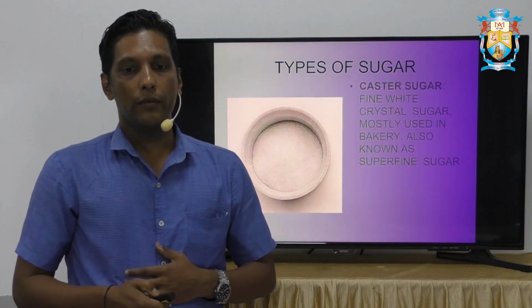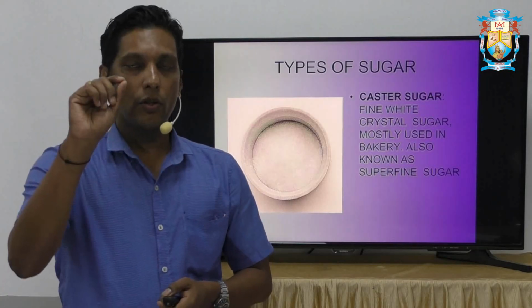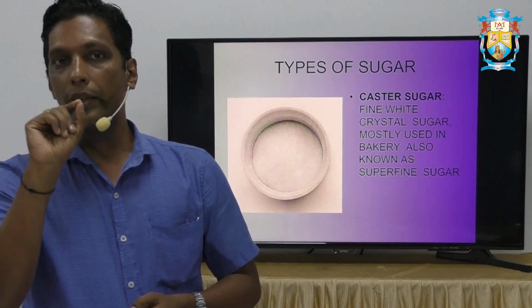So the first one is castor sugar. Have you ever seen castor sugar? It's not exactly what we use in our daily life. It's not those granulated sugar.